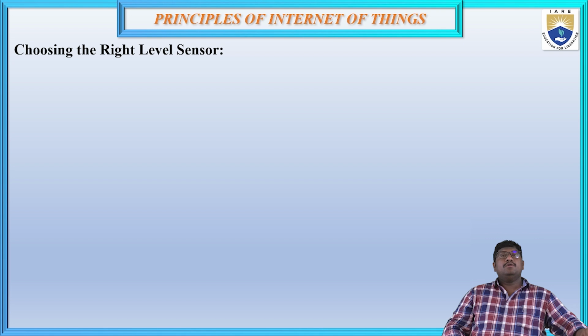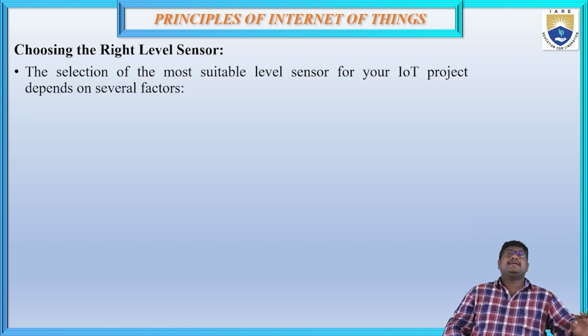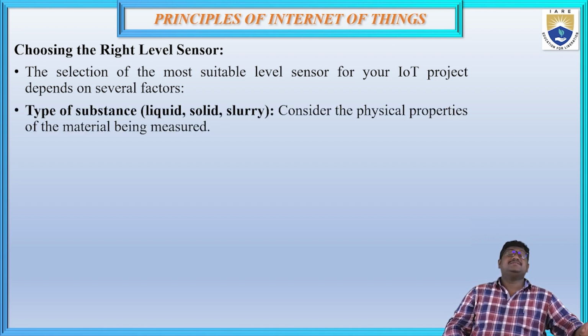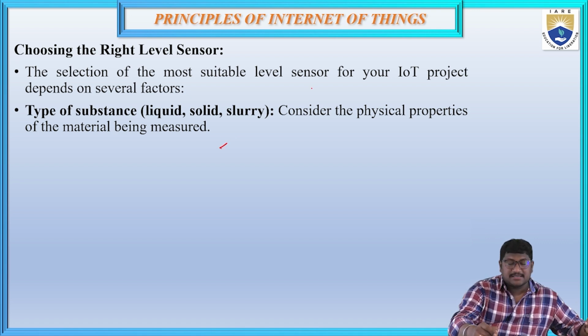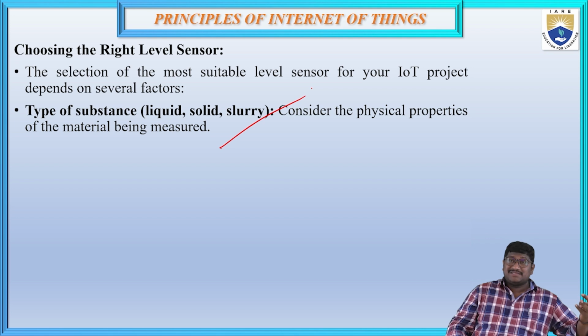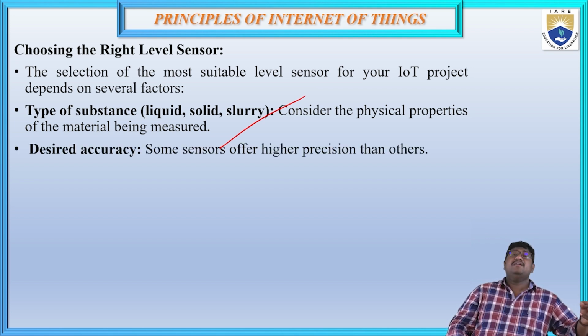We need to know how to choose a particular level sensor as per our requirement. This selection, which is suitable for multiple IoT projects, depends on multiple factors. What is the type of substance? Either the substance is liquid, or solid, or slurry. These are the physical properties which have to be considered for measuring.